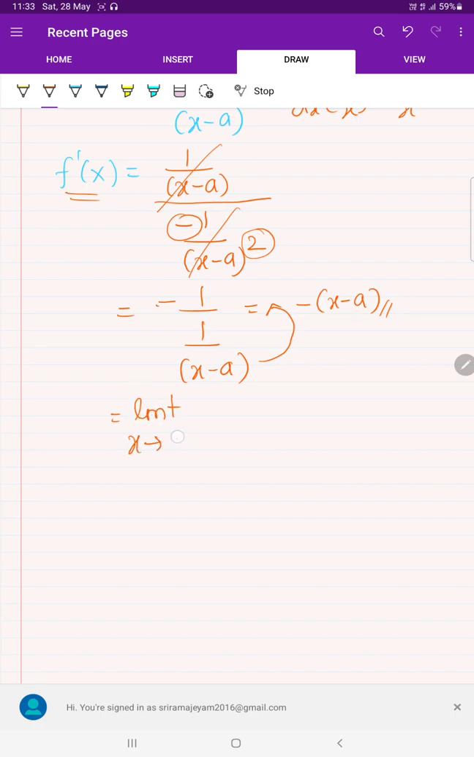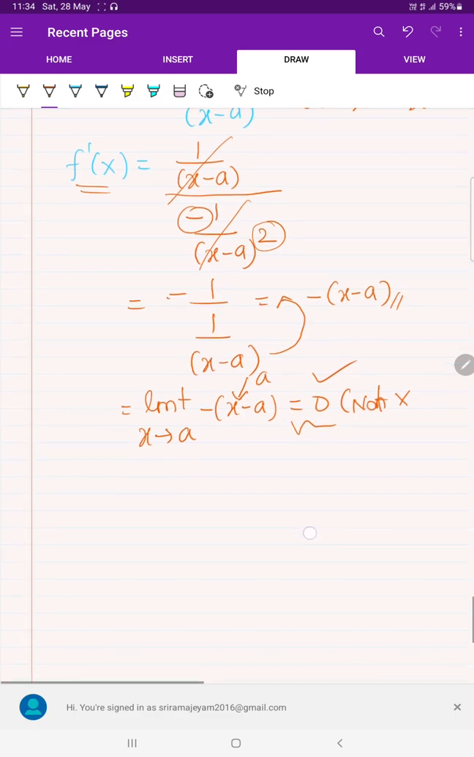X is approaching a. What do we have? Here we have minus of (x minus a). What is your answer? I have to replace x by a, so a minus a will become 0. Is it finite or not? First of all, is it in indeterminate form? No sir, it is not in indeterminate form. It is determinate form only, so we got a specified value.